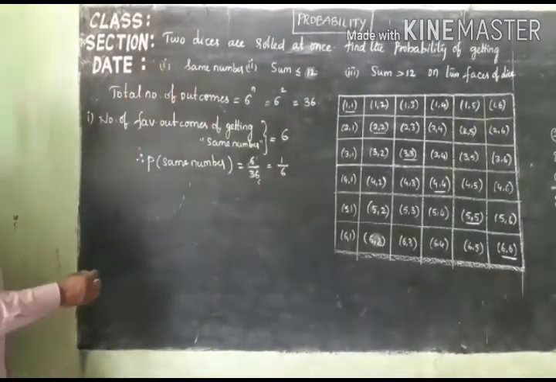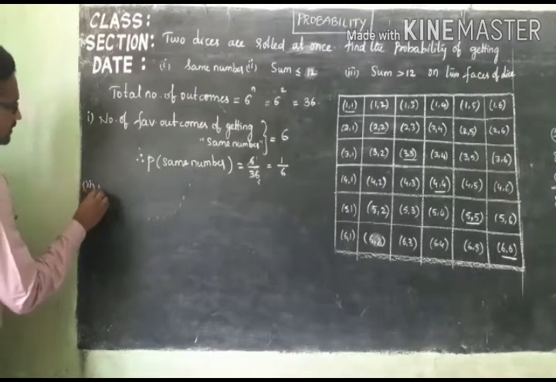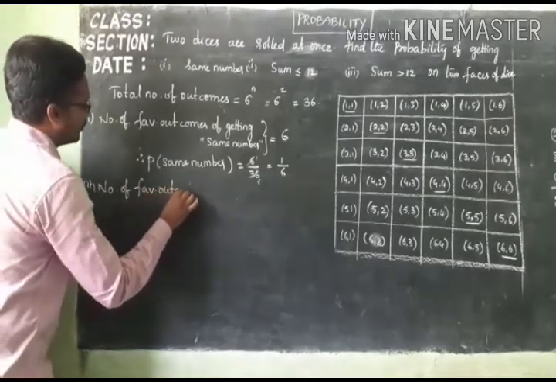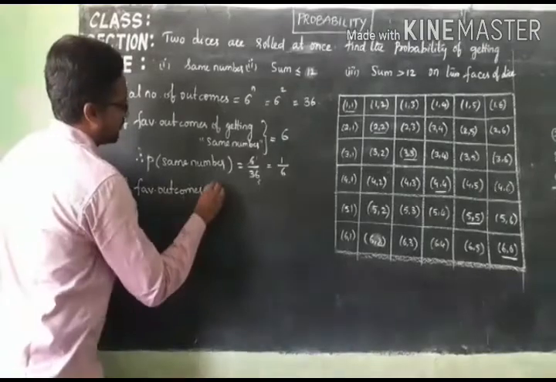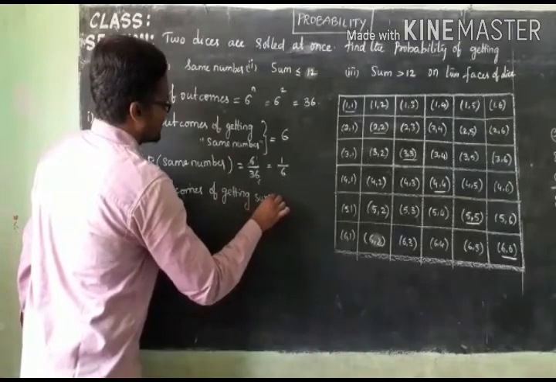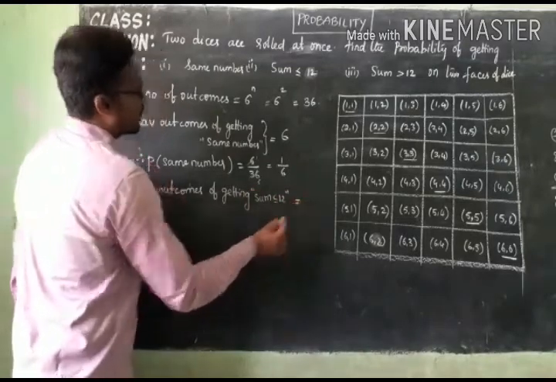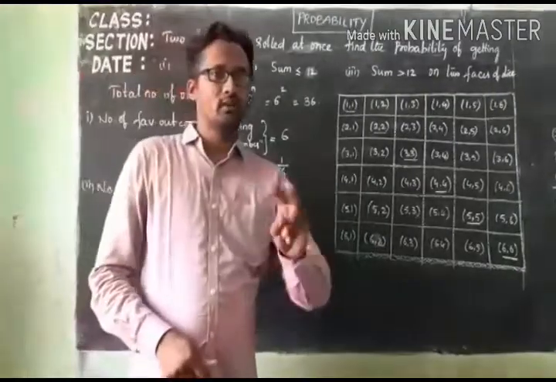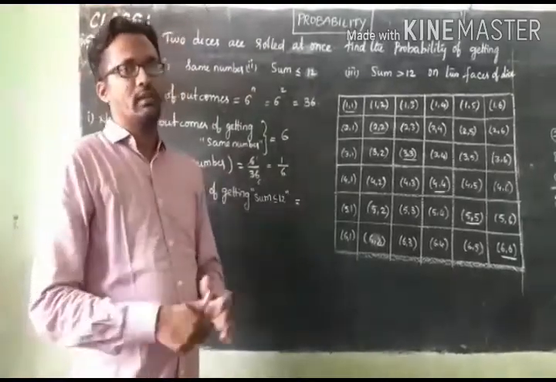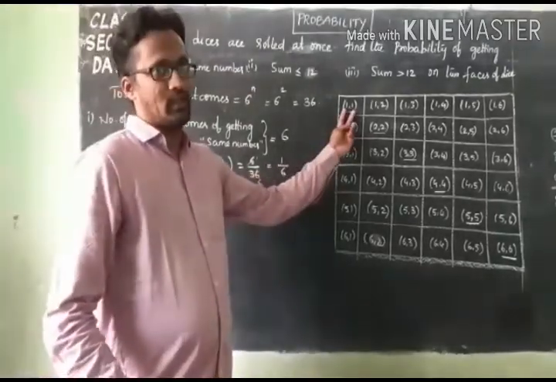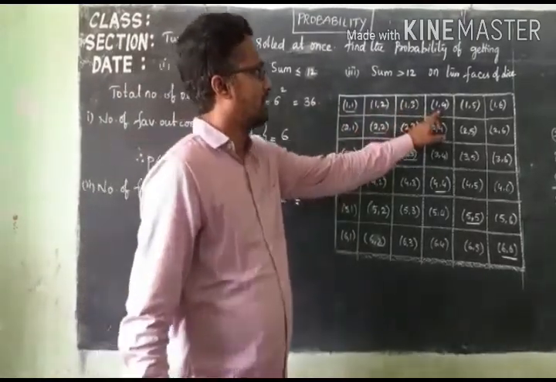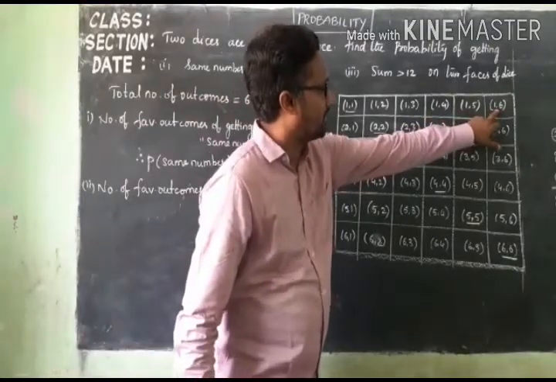Sum less than or equal to 12. The number of favorable outcomes of getting sum less than or equal to 12. That means if you add the two numbers on the 2 dice, then the sum should be less than 12, or it may be equal to 12 also. Let us come here. 1, 1. 1 plus 1, 2. 1 plus 2, 3. 1 plus 3, 4. 5. Sum 6. Sum 7. 1 plus 6, 7.